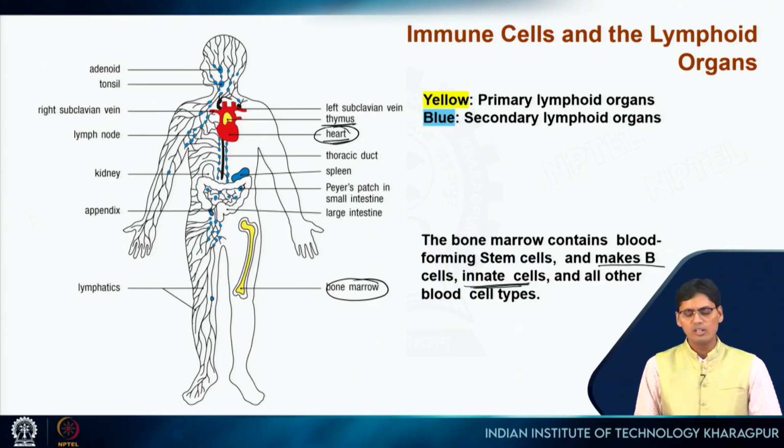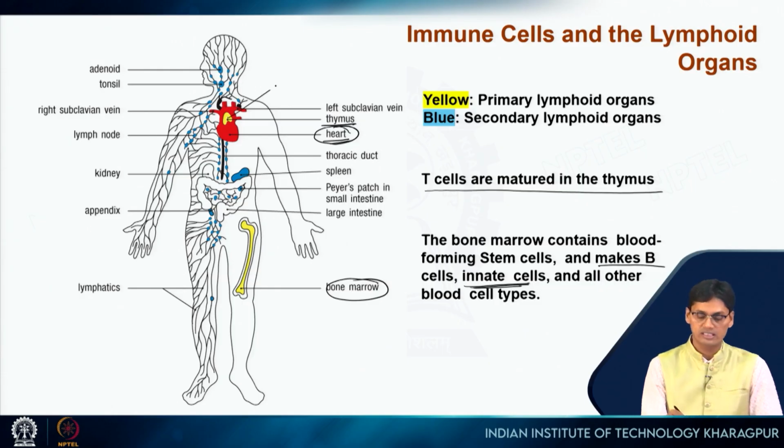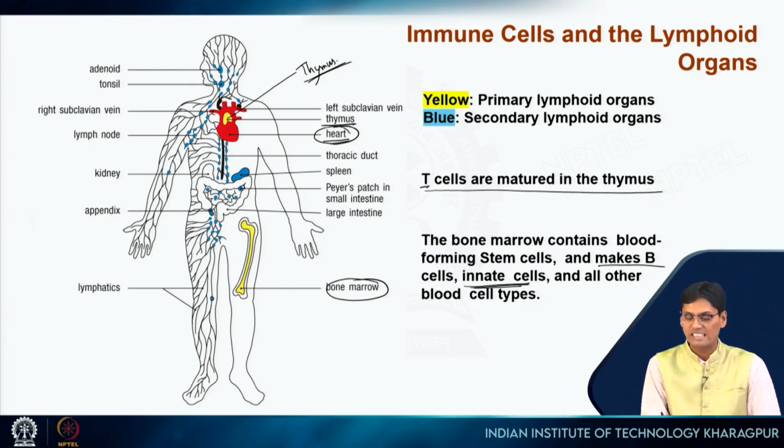Then why are we mentioning that the thymus is also a primary lymphoid organ? Because here I am not mentioning the T cells. If you see, T cells also originate in the bone marrow, but they mature in the thymus. So this is the thymus, which is very close to our heart. Here those cells are getting matured. That's why they are called T cells.